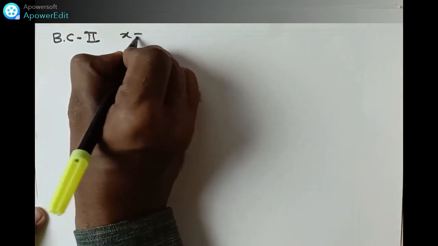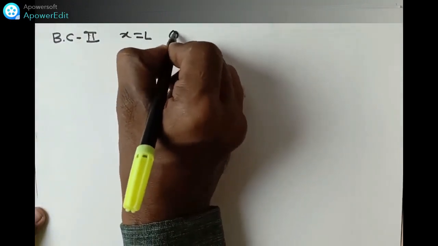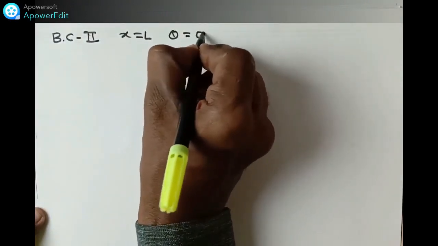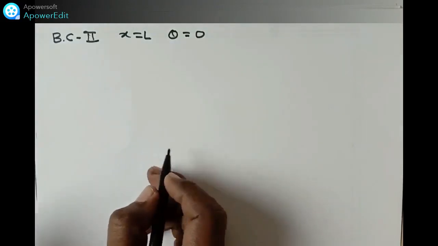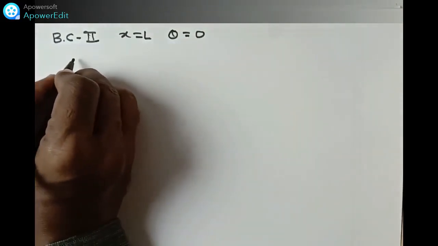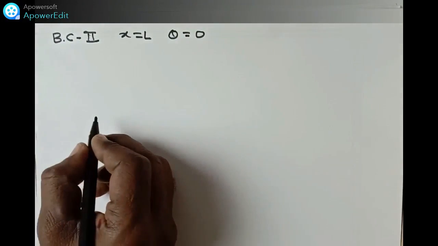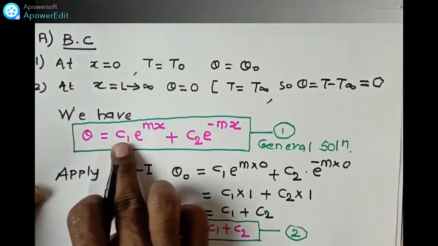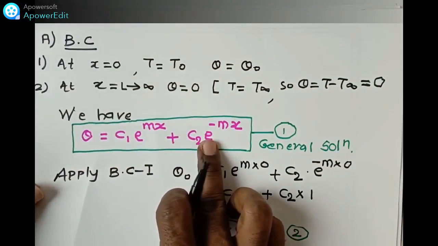So boundary condition 2. What is boundary condition 2? X is equal to L and theta is equal to 0. So for boundary condition 2, here the equation, that is theta, is this equation. In this equation we will put the values.